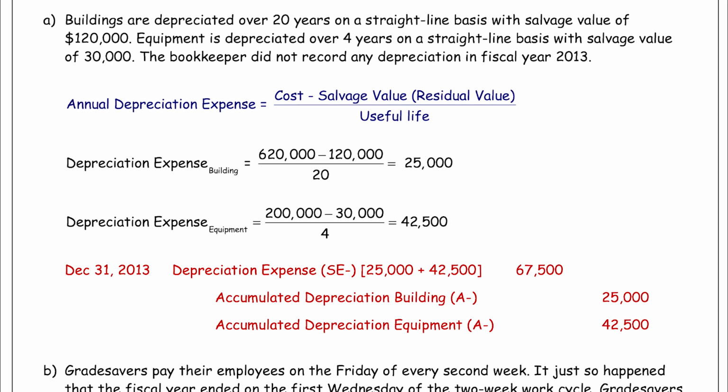Now realize that depreciation is a non-cash expense. And so the way that we balance this entry is by crediting accumulated depreciation for the building for $25,000 and accumulated depreciation for our equipment for $42,500. I'd like to remind you that the accumulated depreciation accounts are contra asset accounts. These accounts are essentially telling you how much value the building or the equipment has lost since they were acquired. So there we have it. That should be a pretty good response for required A. Let's look lower down and tackle required B.